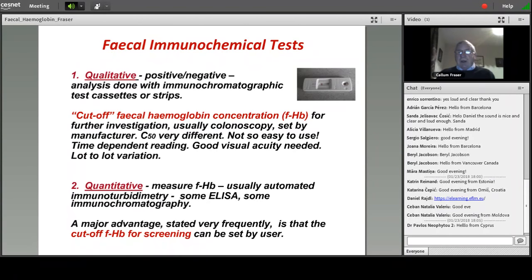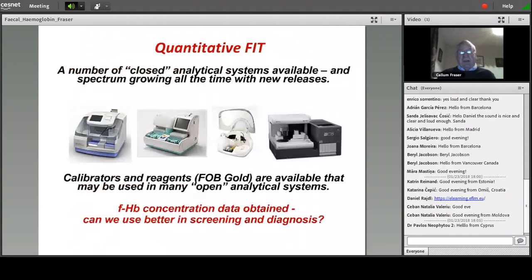And what I'll be talking mainly about is quantitative FIT. And these measure the fecal hemoglobin concentration, most usually by automated immunoturbidimetry, although other techniques such as ELISA and some lateral flow immunochromatography can be used. The major advantage of quantitative FIT, stated very frequently, is that the fecal cutoff used in clinical decision making can be set by the user. Now, quantitative FIT, there are a number of closed analytical systems available, such as these shown here, and the spectrum is growing all the time with new releases.